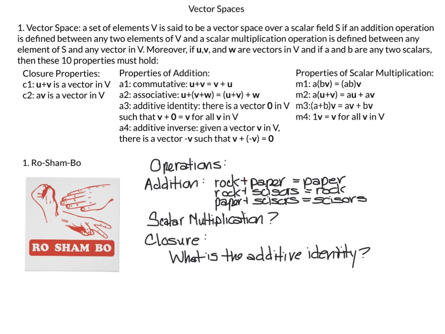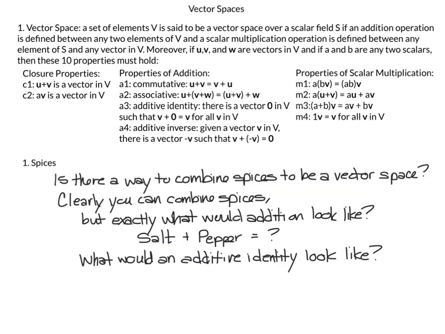And so rock plus loser would be rock. Paper plus loser would be paper. And scissors plus loser would be scissors. So it was interesting. As I said, this game doesn't naturally form a vector space, but this group did go through and try to see how it could be altered. And that exercise just made them think through what all these properties meant.